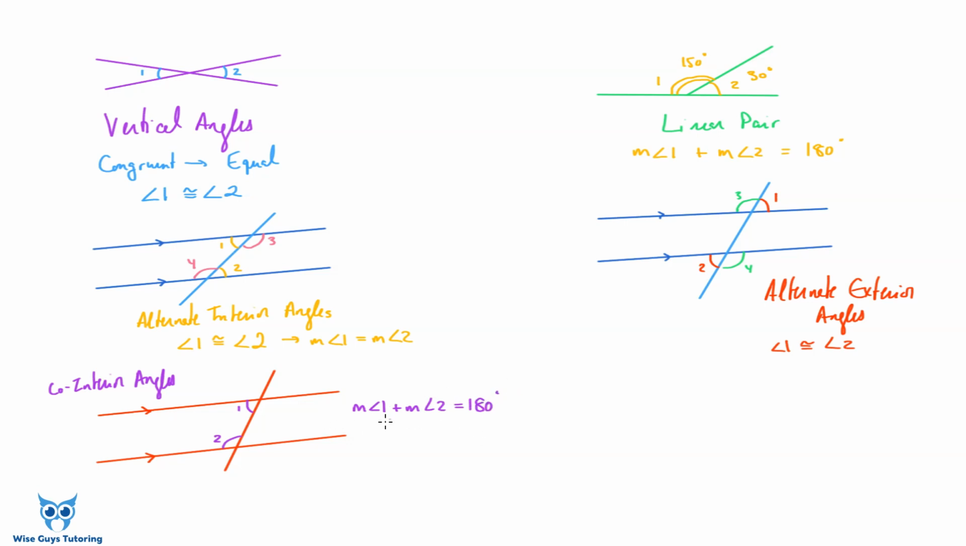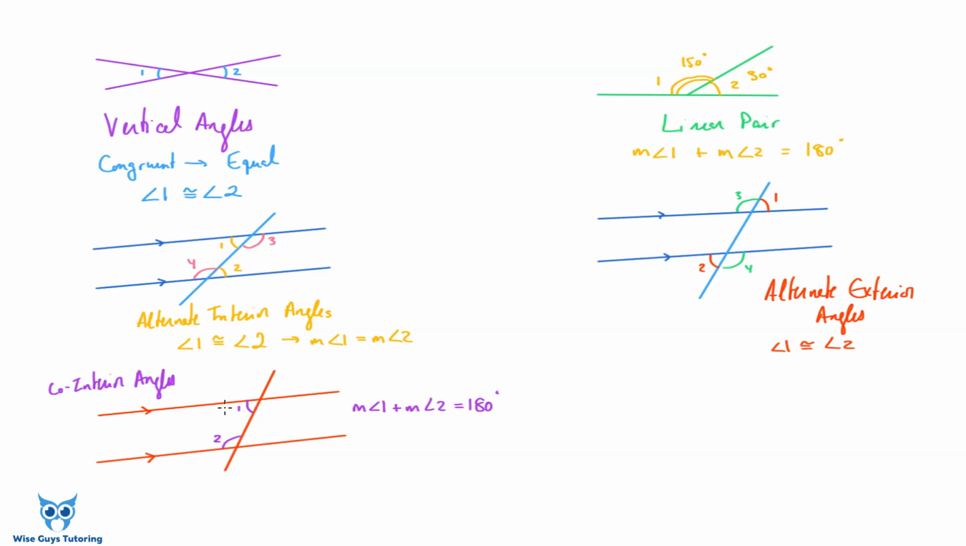So these are 180. They're not congruent. I knew you thought I was going to say congruent, didn't you? But listen, co-interior angles are supplementary. That means they add up to 180. They are not congruent. Even if you look at it, angle 1 is an acute angle, whereas angle 2 looks bigger than 90. It's an obtuse angle. So they will not be congruent, people. They will not be congruent.